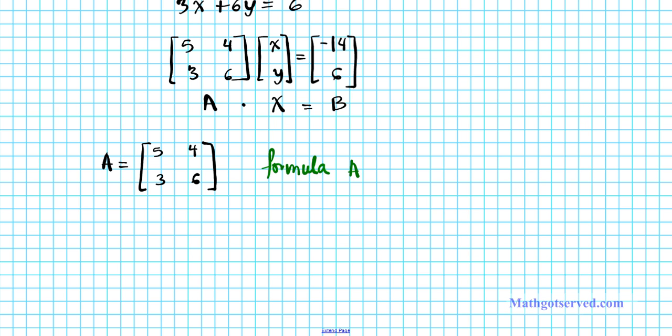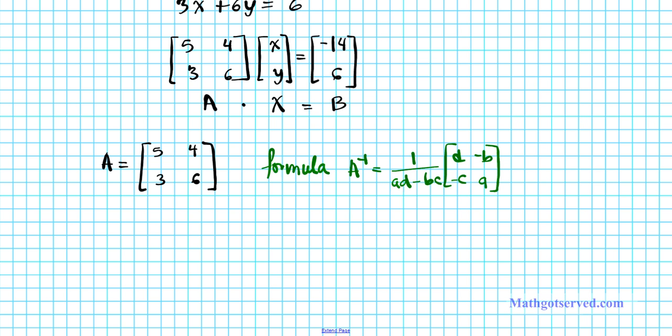Formula for finding A inverse is 1 over the determinant of A, which is AD minus BC, multiplied by matrix A, where the diagonals are switched. So instead of AD, you have D and A, and then you take the opposite of the wings. So instead of B here, you have negative B, and instead of C here, you have negative C. So this is the formula for finding the inverse of a 2 by 2 matrix.